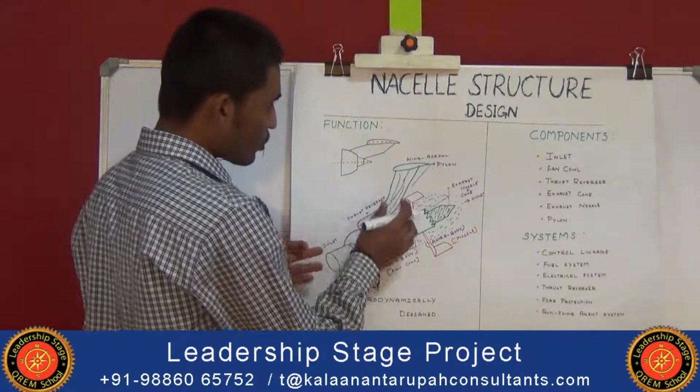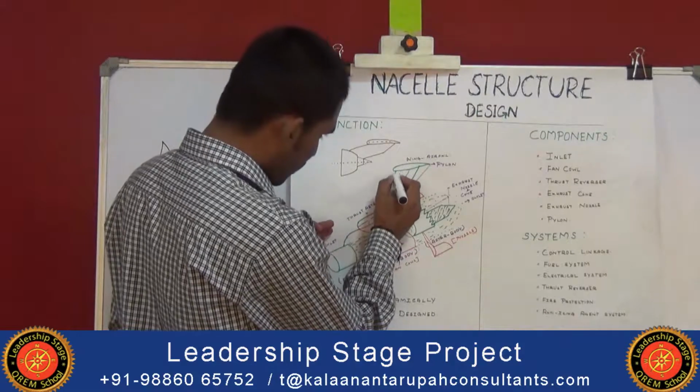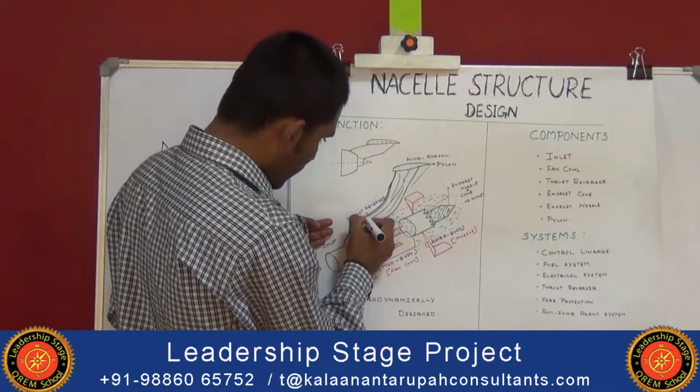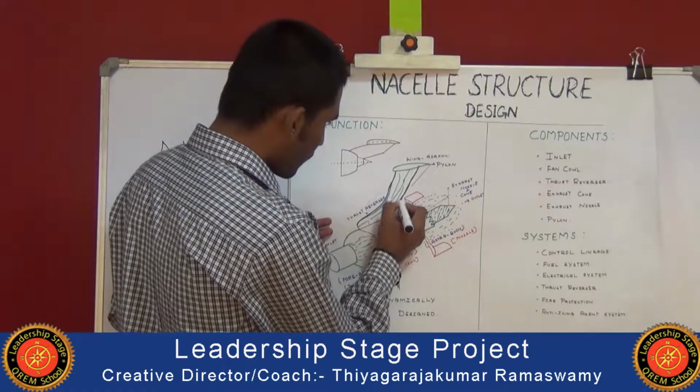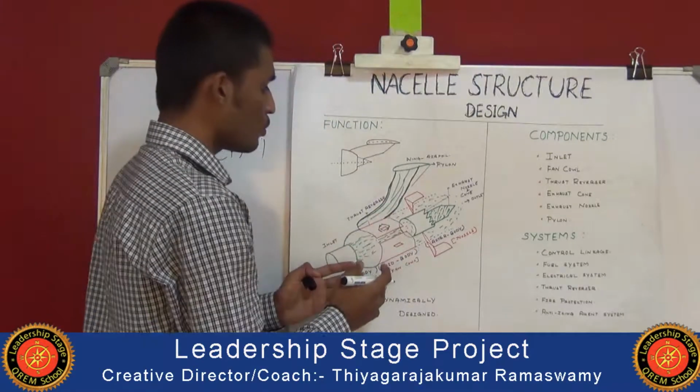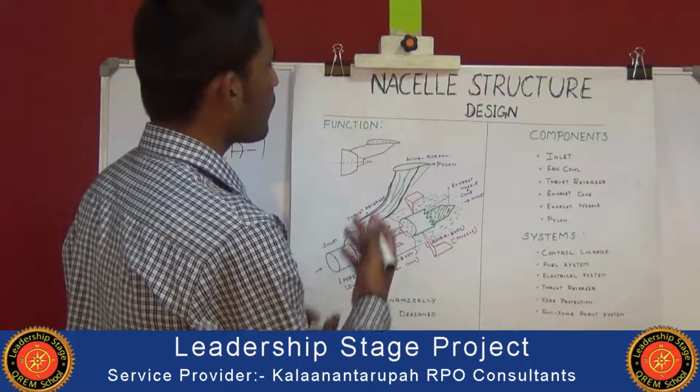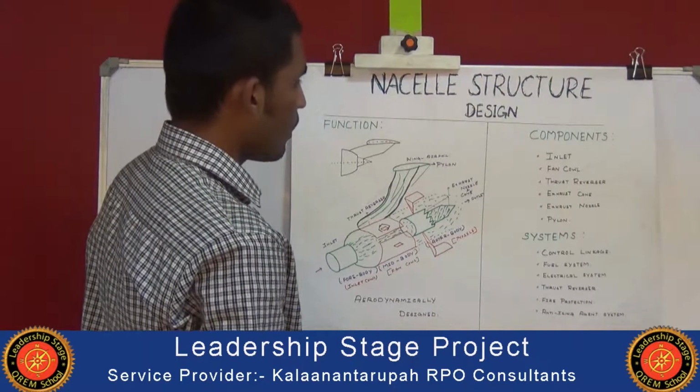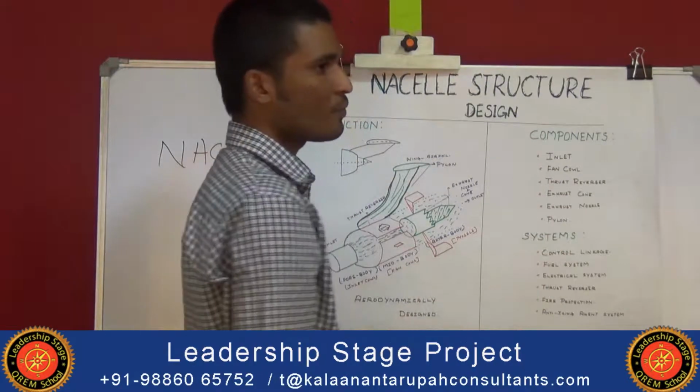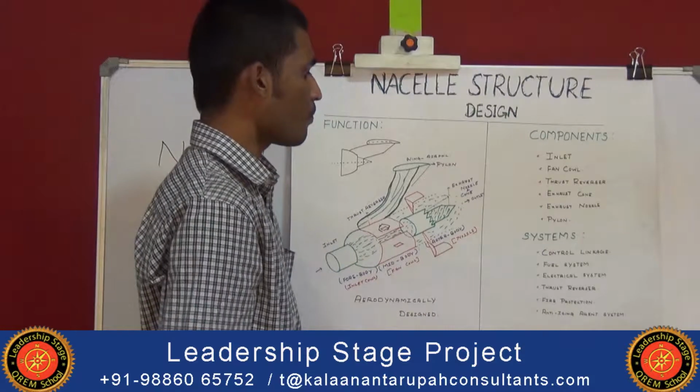And this diagram shows where the pylon is fixed. This is the exhaust pylon structure of the nozzle. And see, generally it is used to connect the nasal structure to the wing of the aircraft. Next we are going to see what are the systems involved in the nasal structure design.